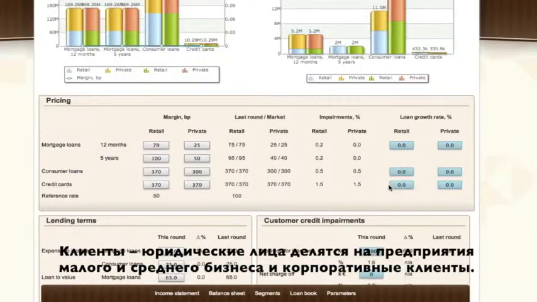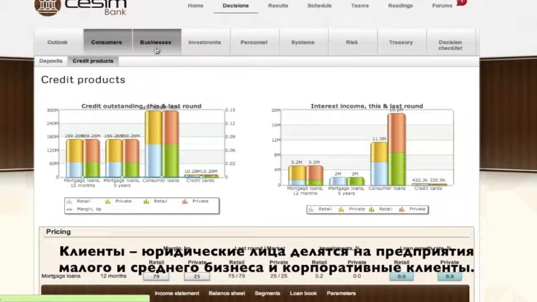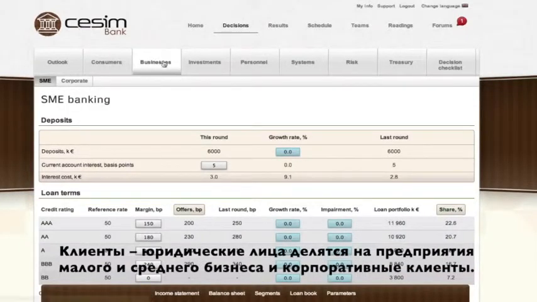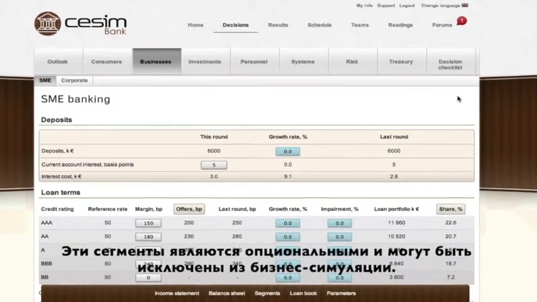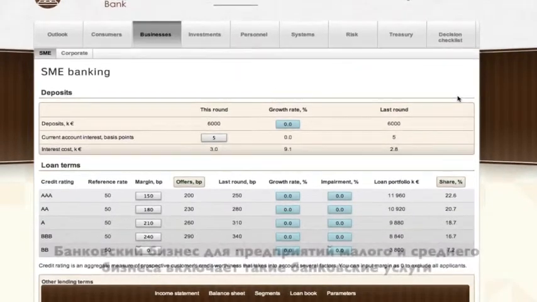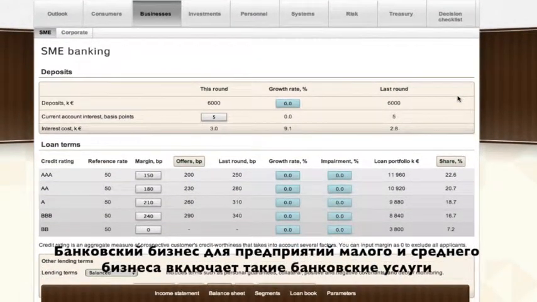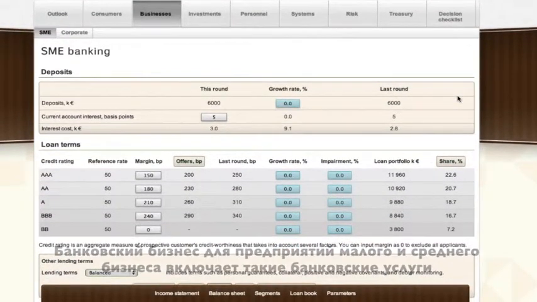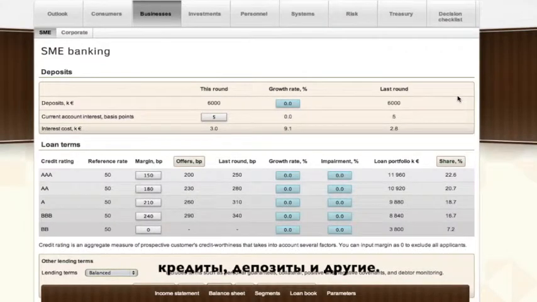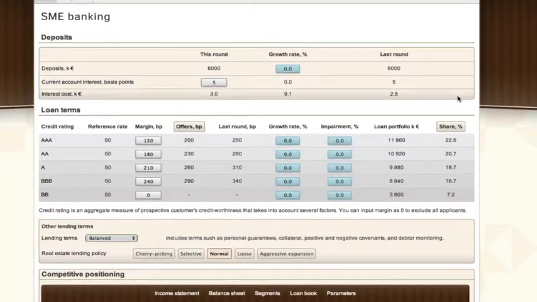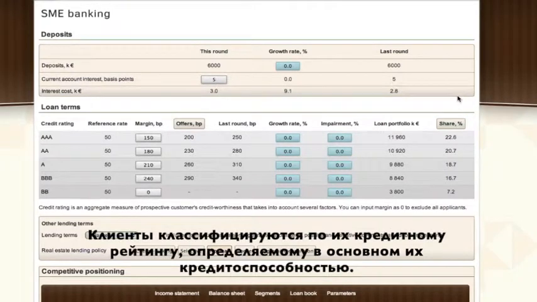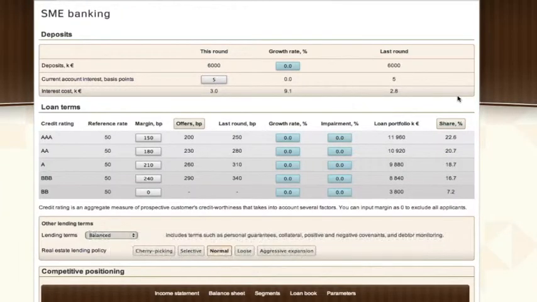Business customers in Cesim Bank simulation are divided into small and medium-sized enterprise customers and corporate clients, and both of these segments are optional. SME banking consists of offering customer banking services such as loans, deposits, and other services to small and medium-sized enterprise customers. Customers are categorized chiefly according to their credit rating, which is an overall estimate of the customer's creditworthiness.